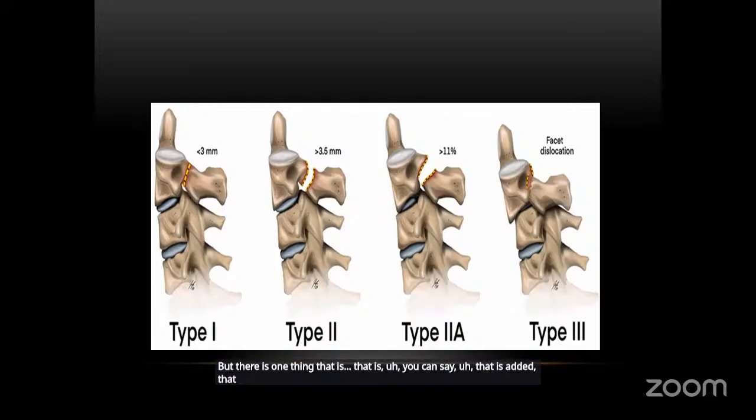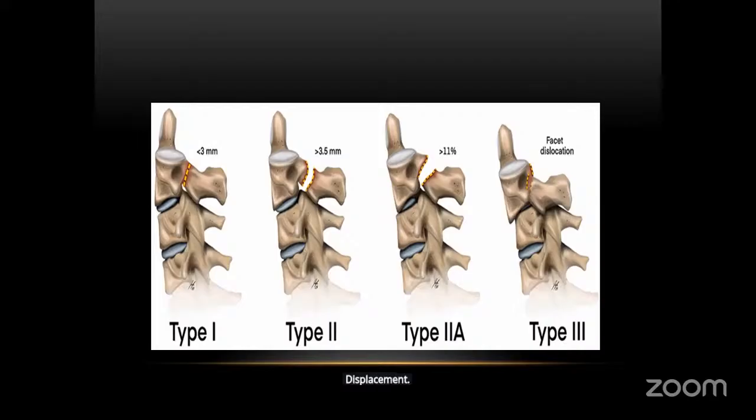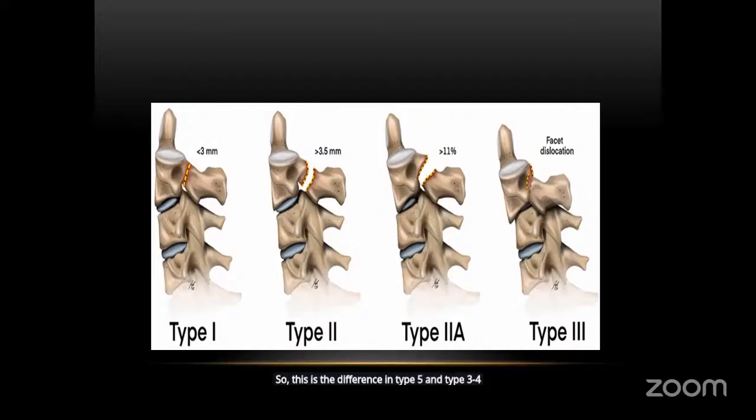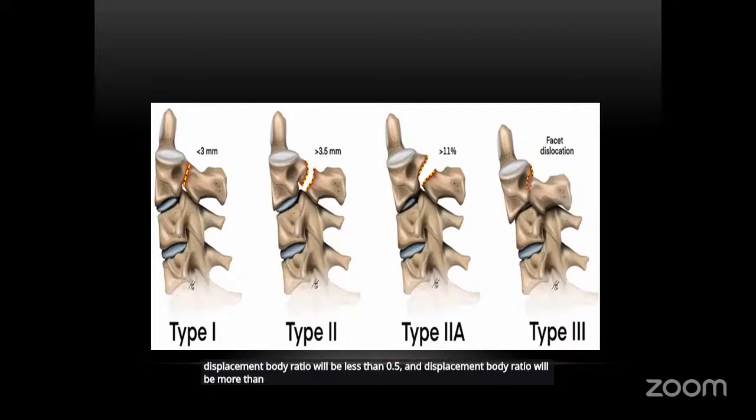But there is one thing that is added, called the displacement body ratio. That will have a 0.5 cutoff value. If the displacement body ratio is less than 0.5, that is grade 3 and grade 4. But when the displacement body ratio is more than 0.5, that will be considered grade 5. So this is the difference between grade 5 and grade 3-4. How will we count that displacement body ratio?